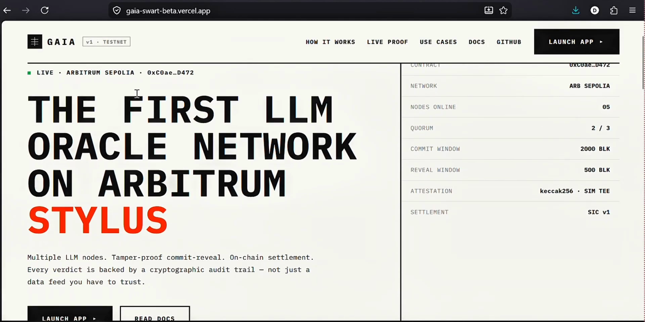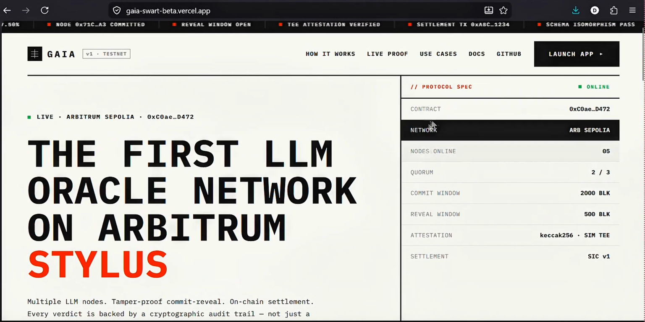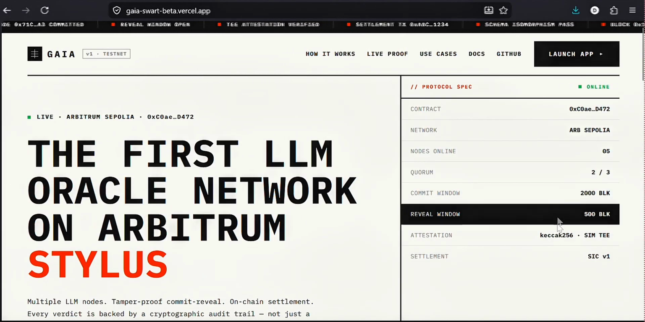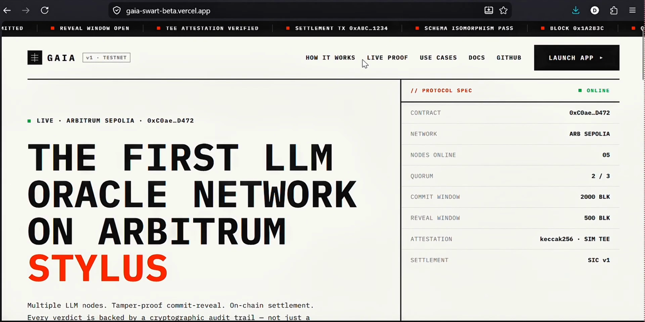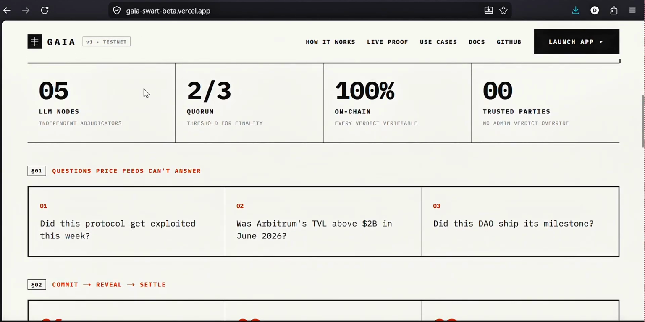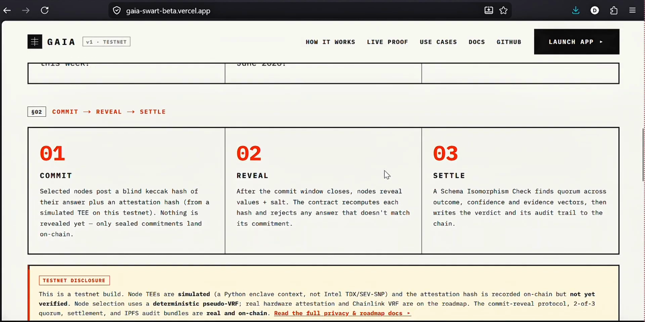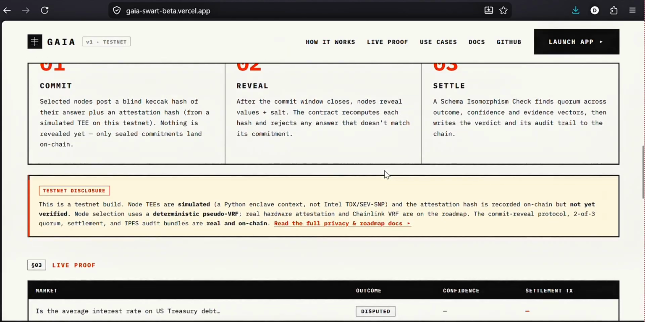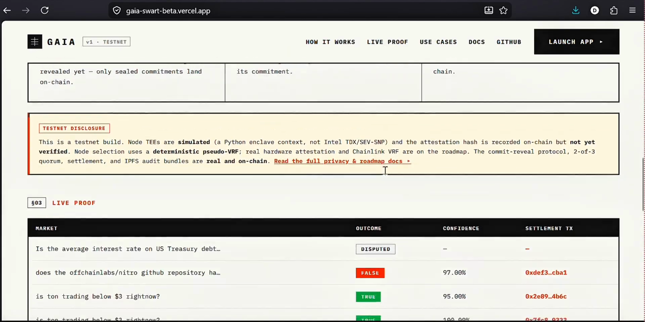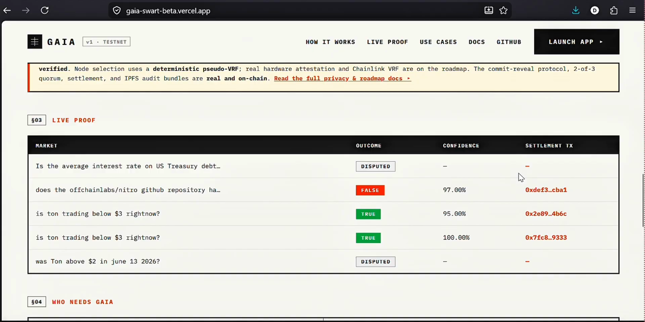So this is Gaia, the first LLM-powered Oracle network on Arbitrum, built to bring reward adjudication on chain and resolve dynamic, non-deterministic market at machine speed. So it answers questions like, did this protocol get exploited? Did Arbitrum TVL reach 2 billion this week? And more dynamic market like, did the grantee fulfill his part of the promise and all that.